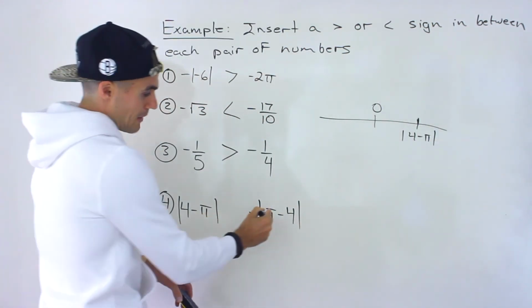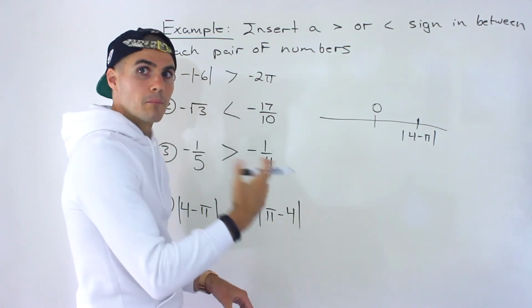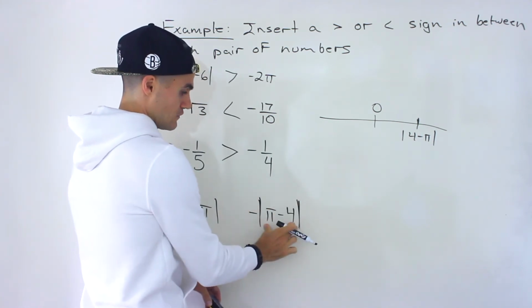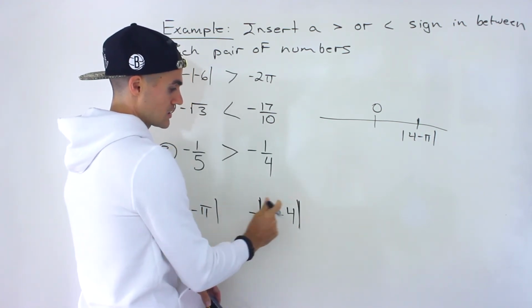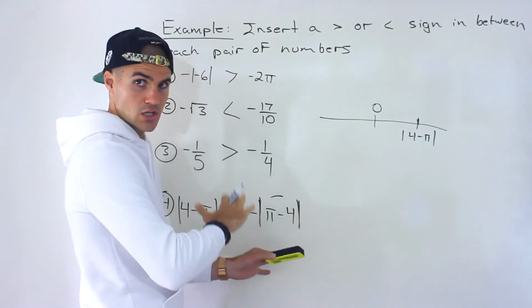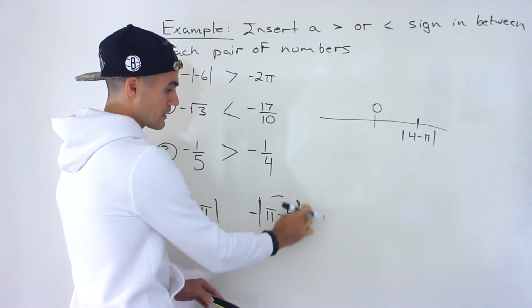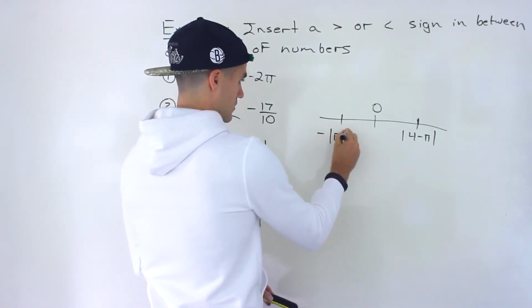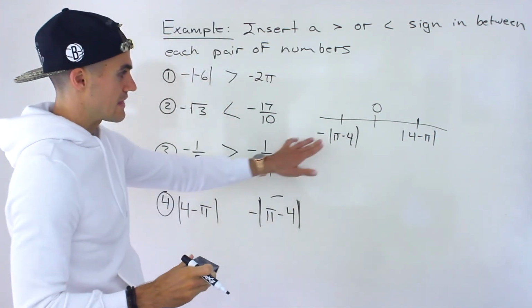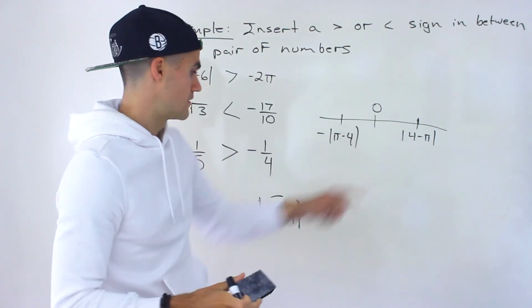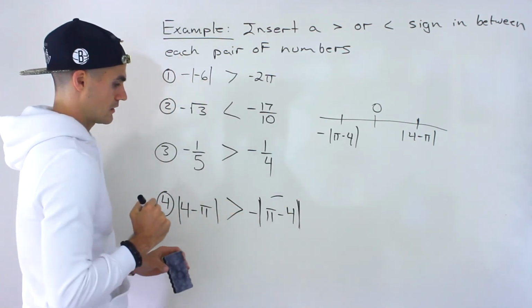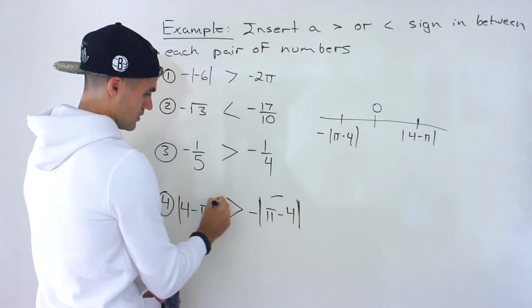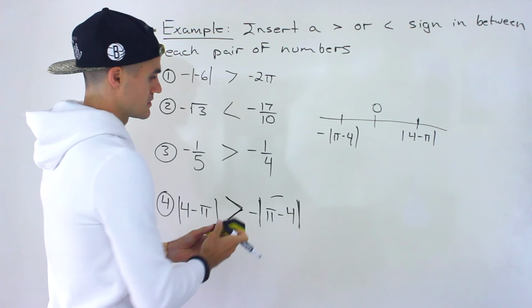While this number, notice that pi minus 4, so 3.14 minus 4, would give us a negative number. And then the absolute value of that would be positive, but then we have a negative in front, which is going to take that positive number and change it to a negative. So this whole thing is going to be a negative number. That's going to be somewhere over here. And so notice that this here is less than that. So it would be like that, right? Or this positive number is greater than this negative number.